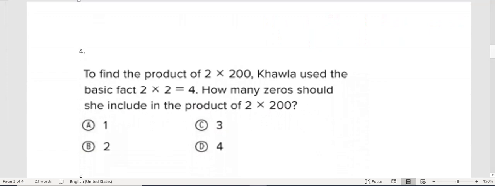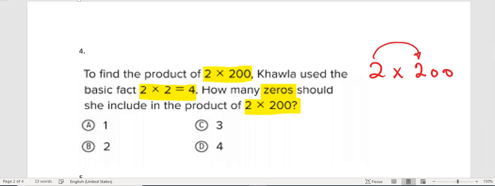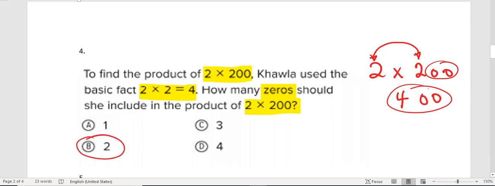Alright, question number 4. It says, to find the product of 2 times 200, Quila used the basic fact that 2 times 2 is 4. How many zeros should she include in the product of 2 times 200? So, just like the technique we've been using before, she does it first by doing 2 times 2, which gives 4. All you need to do now is, how many zeros do you have at the back of 200? 2 zeros. So, that gives us 400. So, there are going to be 2 zeros.